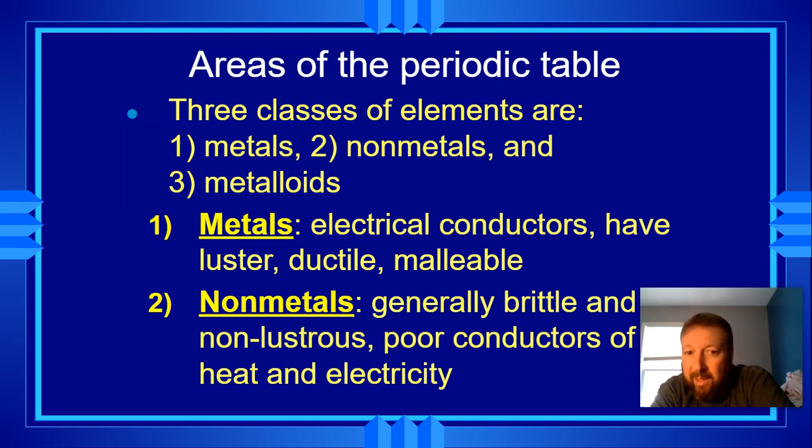whereas nonmetals are basically just the opposite. Brittle, which means they break. They're non-lustrous, which means they're dull. They're poor conductors of heat and electricity, and so on.